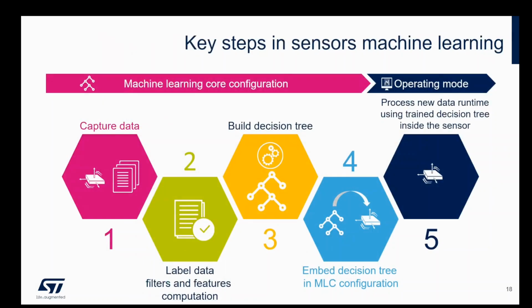So next is, what are the key steps in machine learning implementation and development of your algorithm? There are essentially 5 steps. The very first step is that, as you know, machine learning is all driven by data, so you would capture all kinds of data. Then you would label this data, you would design your filters, you would design your features, and from that you build your decision tree. And then you embed this decision tree in your sensor. And then process this in runtime, and you basically get your whole solution.